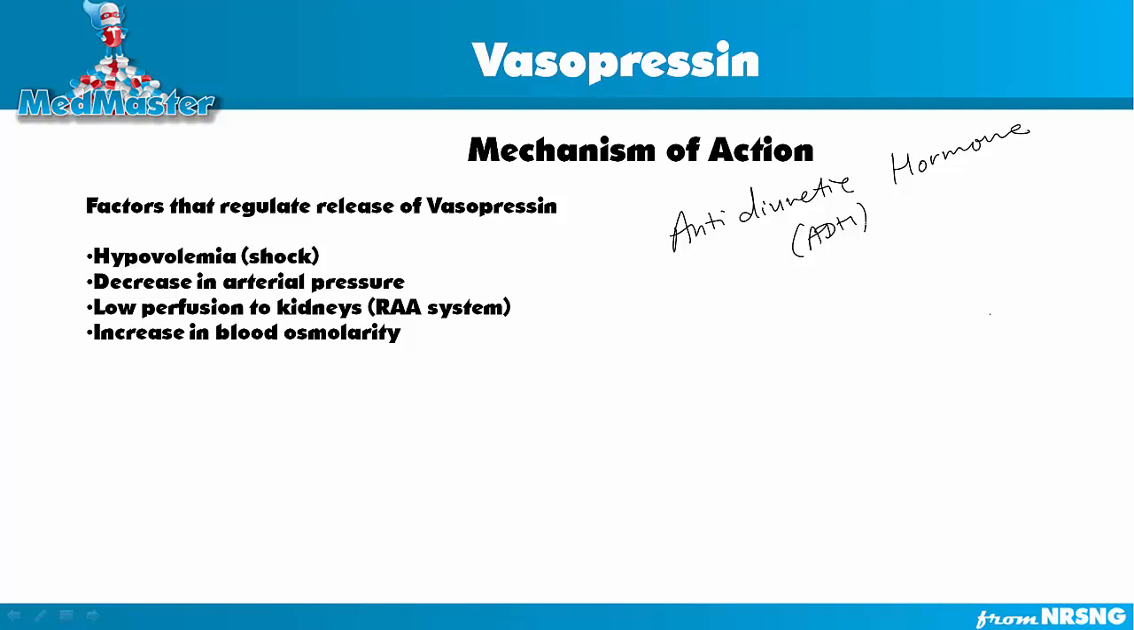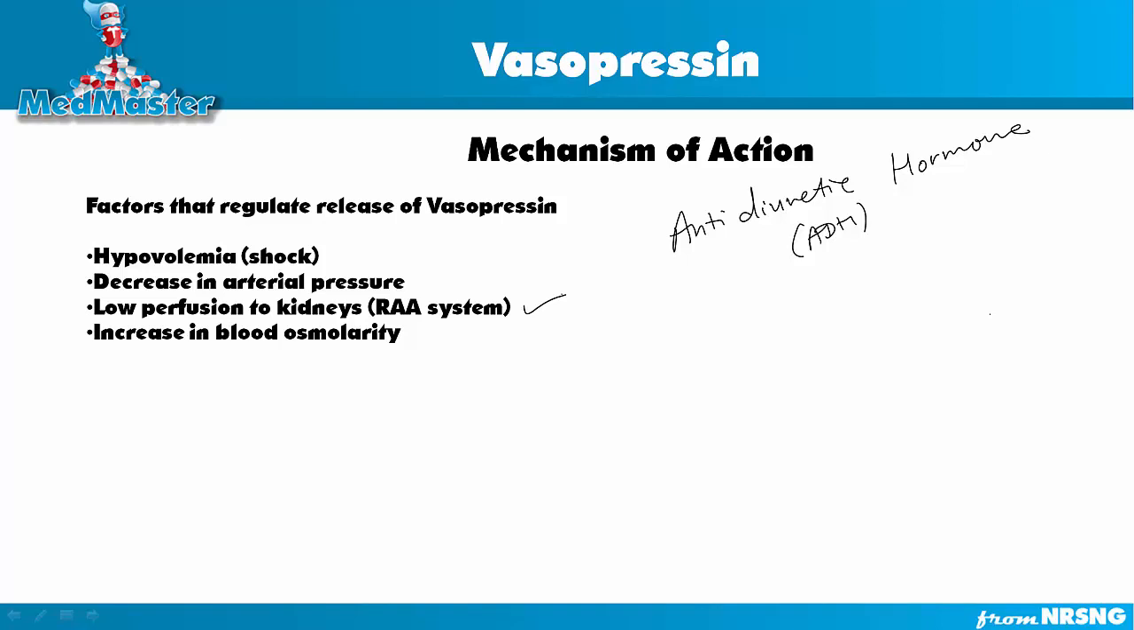If you have a decrease in blood pressure, that would definitely increase the release of vasopressin. Low perfusion to kidneys, basically the RAA system. So if you have watched the video on the RAA system, you would know that a decrease in kidney perfusion will initiate the RAA system, and that would increase the secretion of ADH.